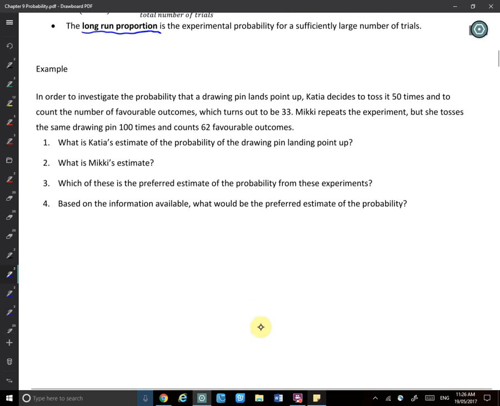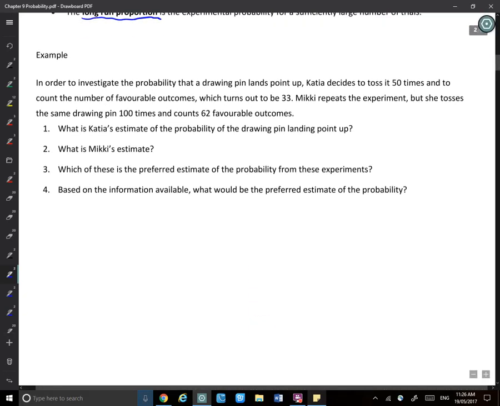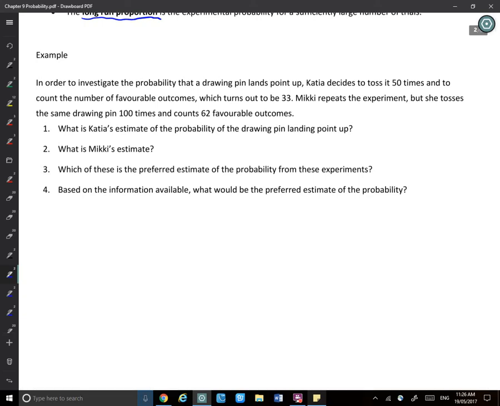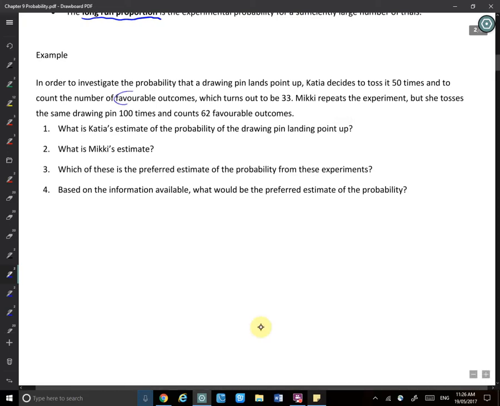Okay, let's have a look at example 1. In order to investigate the probability that a drawing pin lands point up, Katya decides to toss it 50 times to count the number of favorable outcomes. So what are my favorable outcomes here?